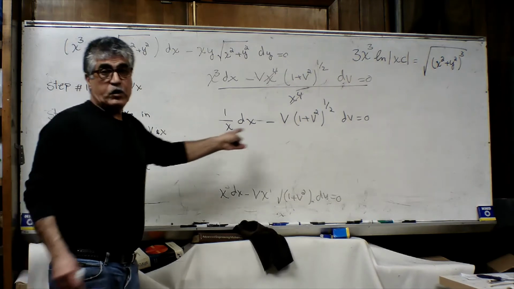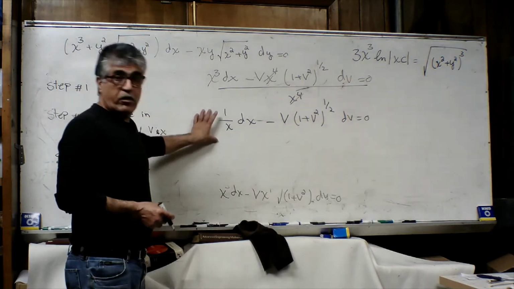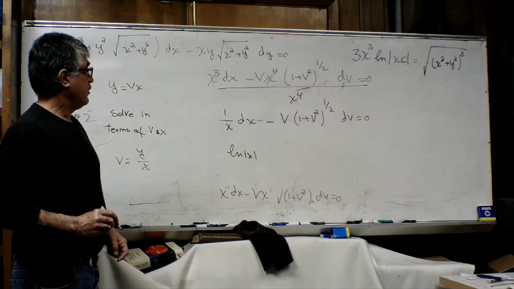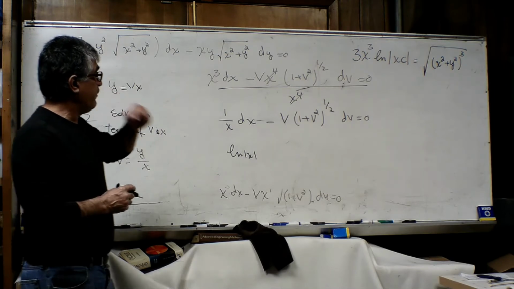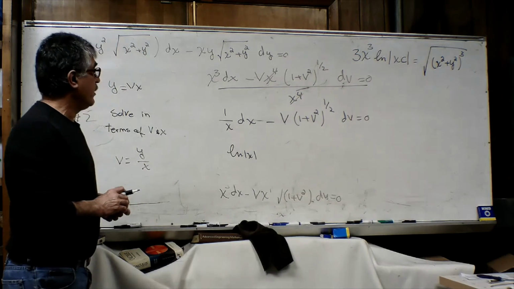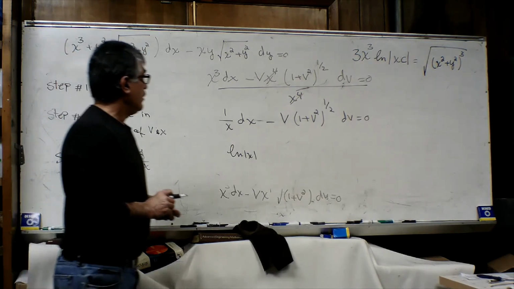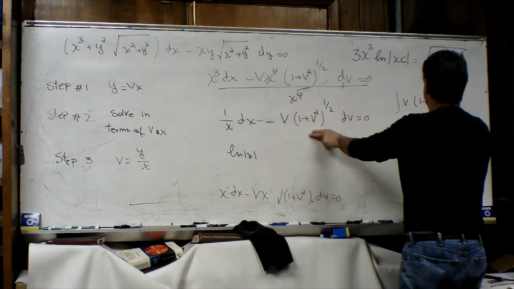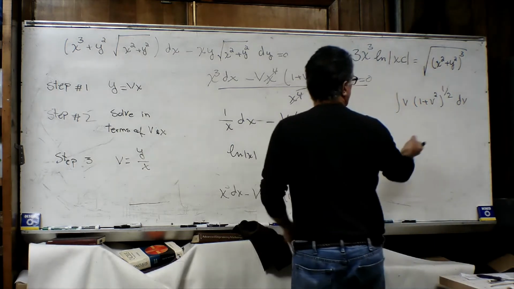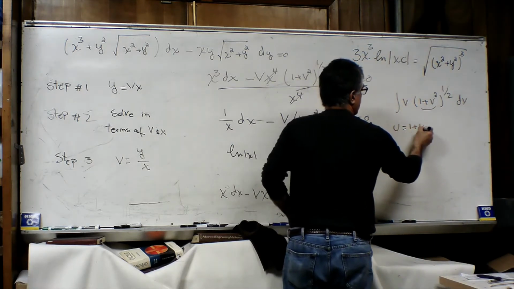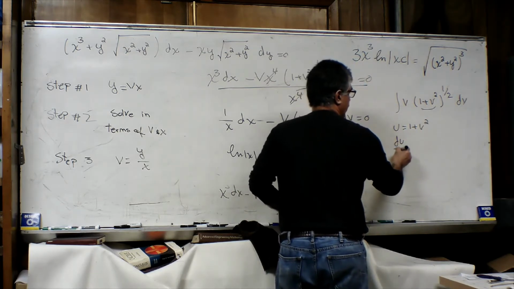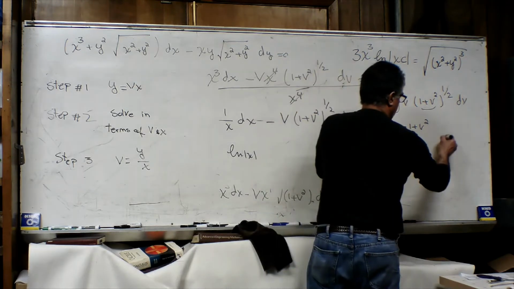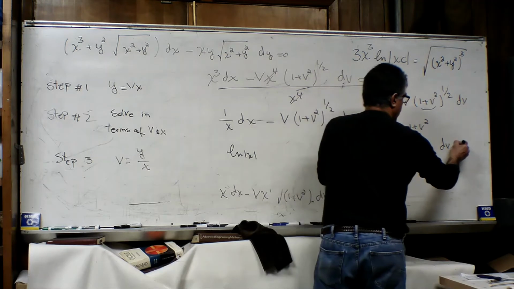Now, in order for us to solve, we need to take the integration. So the integration of 1 over x dx is equal to the natural log of x. And the integration of v times 1 plus v squared to the power 1 half dv. Let's assume that u is equal to 1 plus v squared. So du over dv will be equal to 0 plus 2v. So dv will be equal to du over 2v.